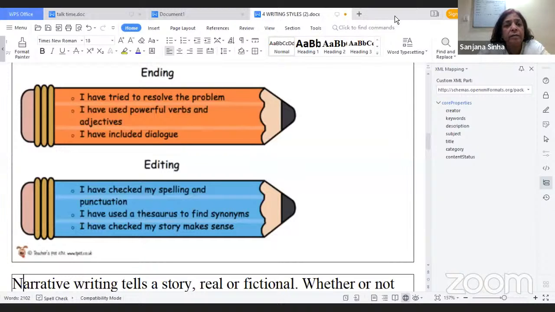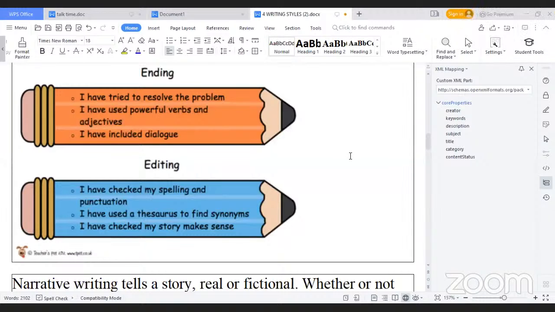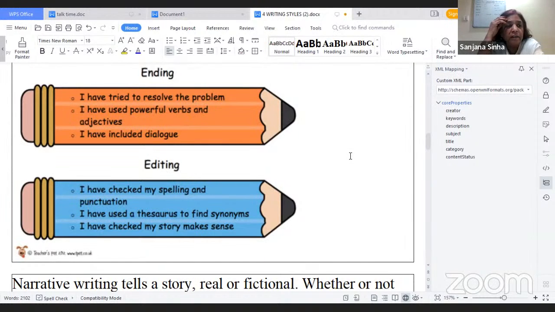Start writing short stories, paragraph writing. And I have checked my story makes sense. और उटपटांग की कोई story नहीं होनी चाहिए. It should have something in the story, and it should make sense. Your story should not be nonsense. Did you understand? So this is the checklist for writing a story.